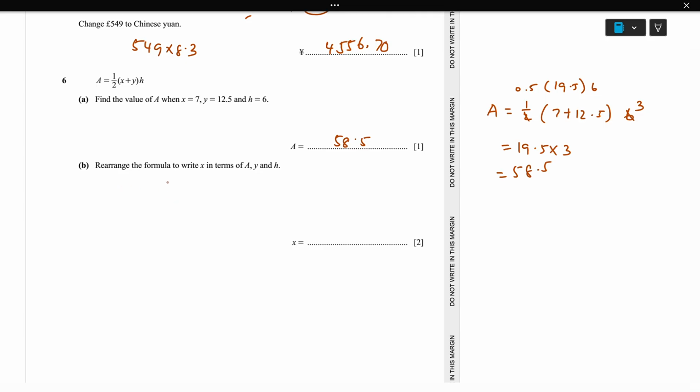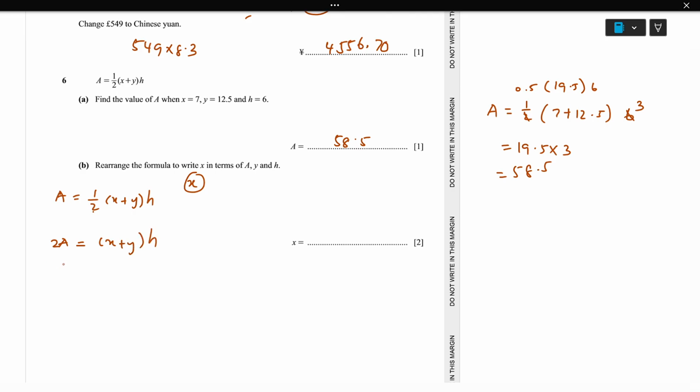Next one, rearrange the formula to write x in terms of A, y and h. This is the same equation: A equals 1 by 2 times (x plus y) times h. We need to make x the subject. First I'll bring this 2 to the left side, and it becomes 2A. So 2A equals (x plus y) times h.